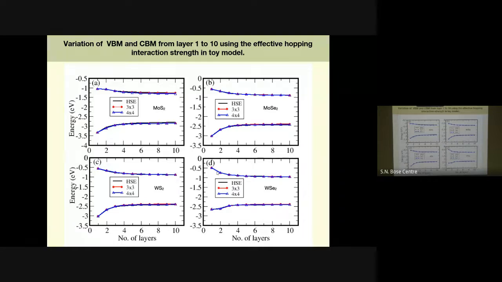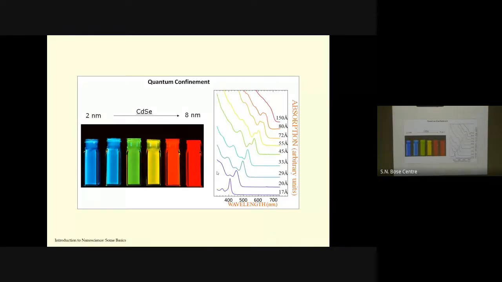So what is the purpose of this entire exercise? You might have come across a lot of talks on semiconductors, especially, and I'm taking this example of cadmium diselenide, where you can make spherical nanoparticles ranging in size from 2 nanometers to say 8 nanometers, and depending on the size, their band gap changes.